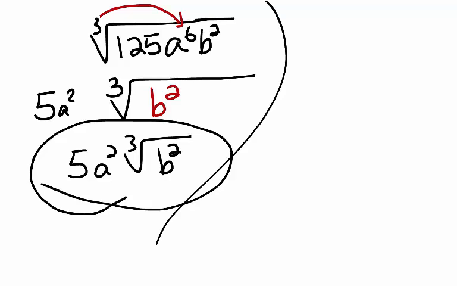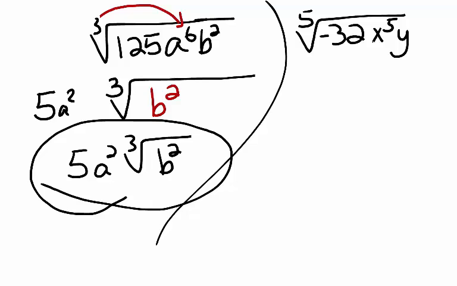Let's take a look at one more example. Suppose I have the 5th root of negative 32 x to the 5th y to the 6th. I know that the 5th root of negative 32 is a real number because odd roots of negative numbers are also real numbers. If that were an even root with a negative number inside the radical, then that would not be a real number. But it's a real number.